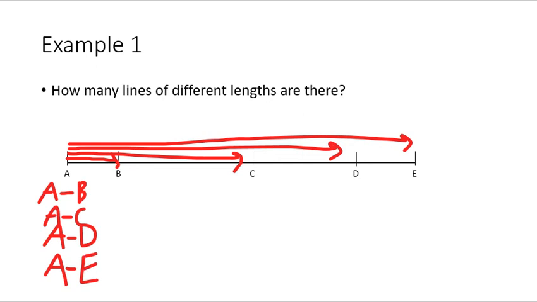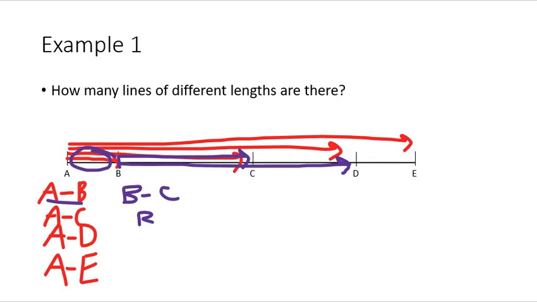Next, let's start with B. Now we already did B to A here, so the only ones left are B to C. Then we have from B to D. And the last one all the way from B to E.